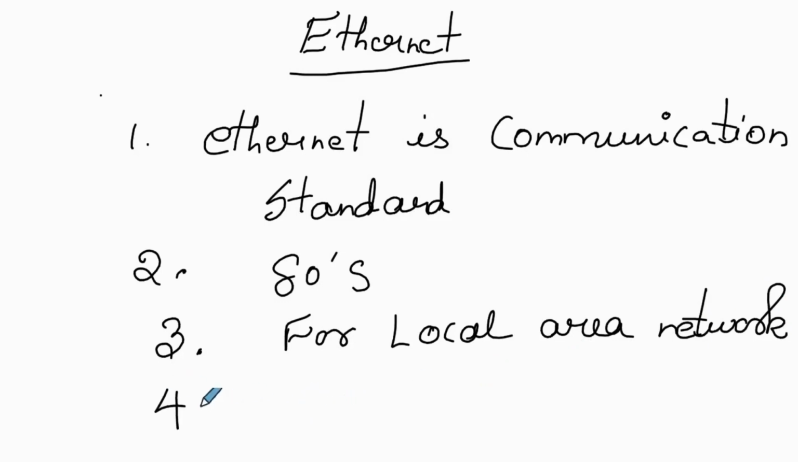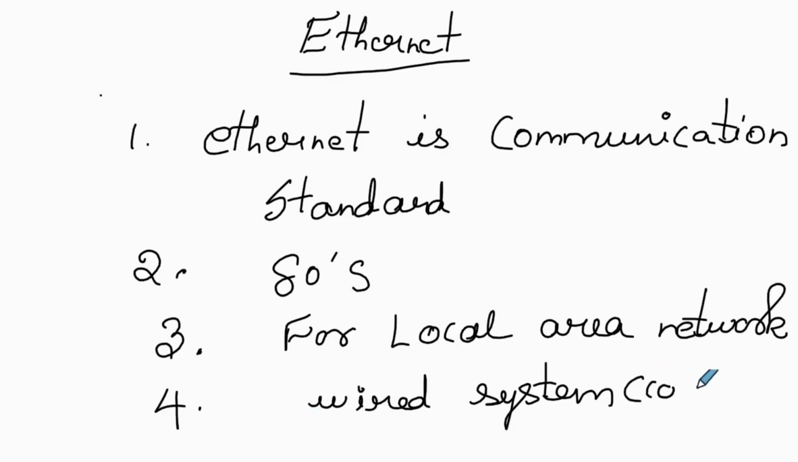Ethernet is a wired system. It started with using a coaxial cable, but now we are using twisted pair copper wiring and fiber optic wiring, which we call FOC cable.